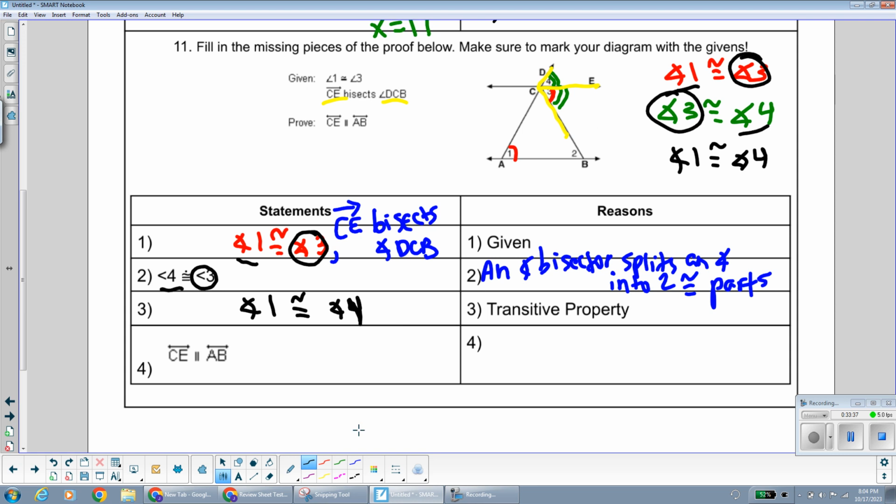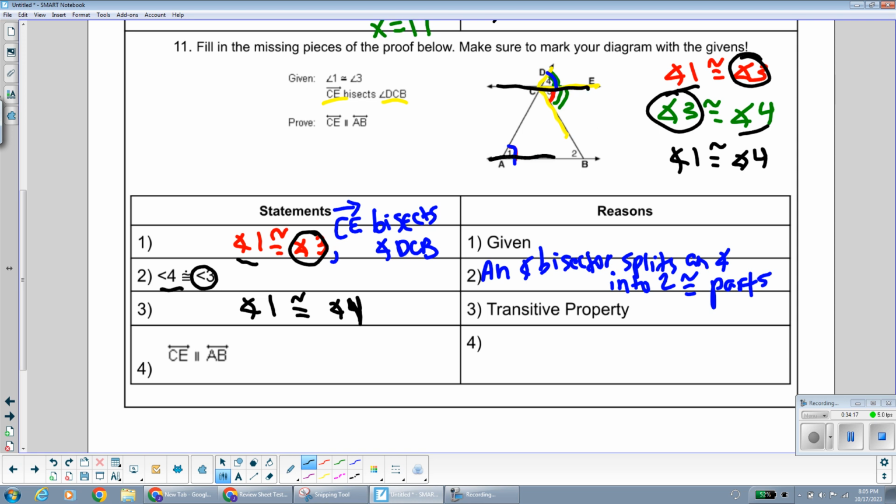Okay, so now that we know angle 1 is congruent to angle 4, let me make sure I have them both in the same color so it's easier to see here. It's saying that the lines are parallel. I can only prove lines parallel with an angle relationship, right? When that's true, when the lines are parallel. So like, for example, congruent corresponding angles, congruent alternate interior angles, or supplementary same side interior angles. It has to be something with angles. So let's take a look at what the relationship is between angle 4 and angle 1, because that's what we just proved. So that's probably going to lead us into our reason for why the lines are parallel.